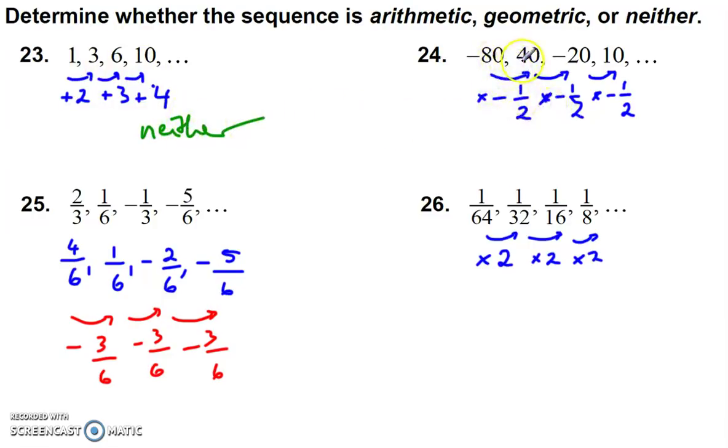Here, every time we're multiplying by a negative a half. So that's geometric. Here, I converted this. When you're working with fractions, it's easier to see if you have common denominators. So I can convert it to common denominators. From 4/6 to 1/6 to -2, we're subtracting 3/6. Now I realize that's a half, but it's easier to think of when you have sixths. So that is arithmetic. And then here, times 2, geometric.